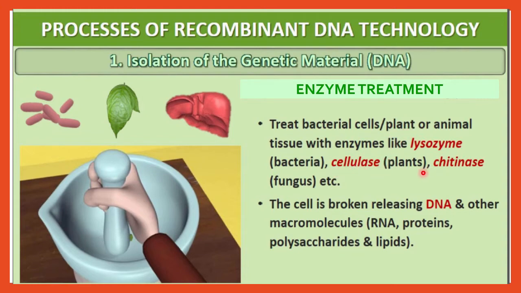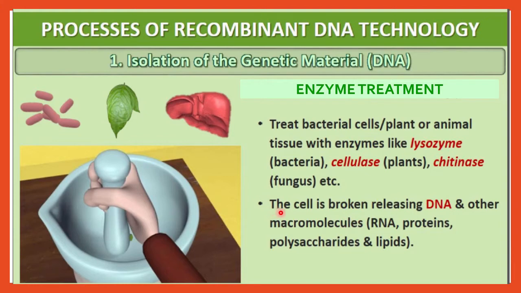And if you are using fungus, then you have to select the chitinase enzyme, because the fungal cell wall is made up of chitin. So depending on which type of cell you are using, you have to remove the cell wall accordingly, first of all by using this enzymatic treatment. Finally, you know very well that animal cells do not have a cell wall, so here you do not have to treat the animal cell. The cells are broken to release DNA and other macromolecules.